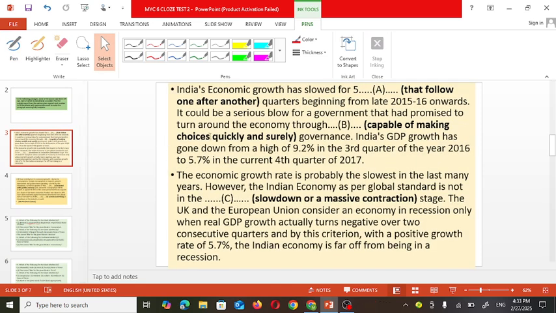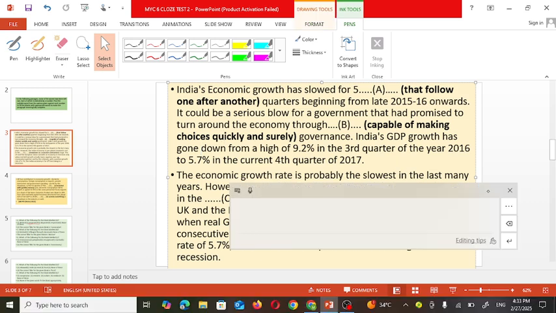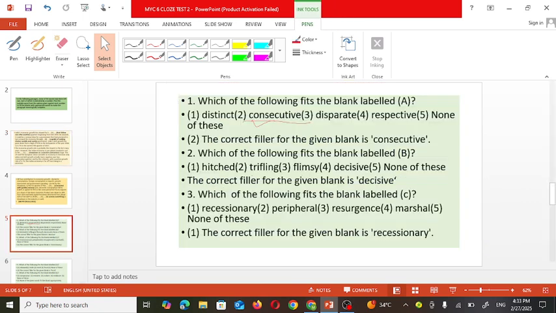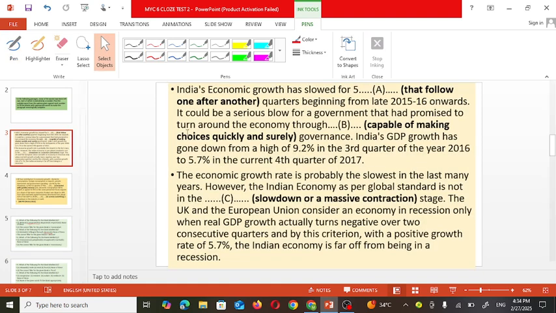So we are talking about the economy through dash governance. So capable of making choice quickly and surely. So for that, correct option is decisive. Okay, decisive means able to take correct decision, and that was the expected answer for this filling the blank.